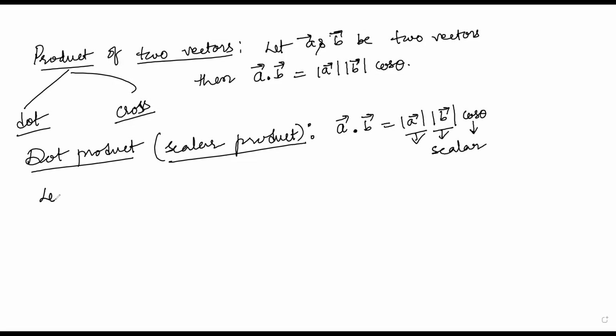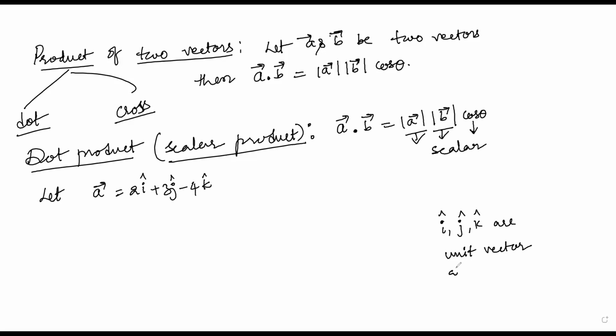Let A be 2i plus 3j minus 4k. Ashrita, what are these i, j, k? They are unit vectors along the x, y, and z axes respectively. Yes, these are unit vectors.